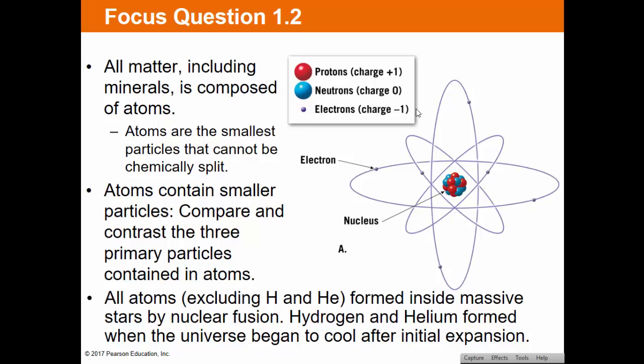So all atoms, other than hydrogen and helium, are formed inside stars through nuclear fusion. And the reason why we exclude hydrogen and helium is because hydrogen and helium are thought to have formed in that initial cooling after the expansion of the universe. Of course, the expansion of the universe is what we call the Big Bang. So after the first initial expansion, the cooling that began, hydrogen and helium condensed. Hydrogen and helium all clump together with enough heat and pressure, create nuclear fusion, and it's that nuclear fusion that creates or forms all of the heavier elements beyond hydrogen and helium.